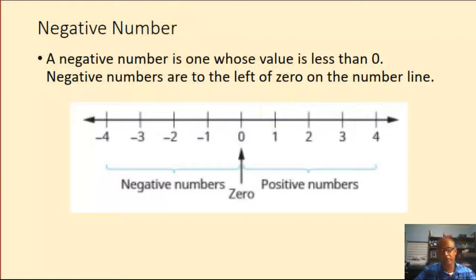So let's take a closer look at a negative number. You all know what a negative number is, but let's just go over this again. To begin with, a negative number is one whose value is less than 0. So remember, negative numbers are always to the left of the 0 on the number line.